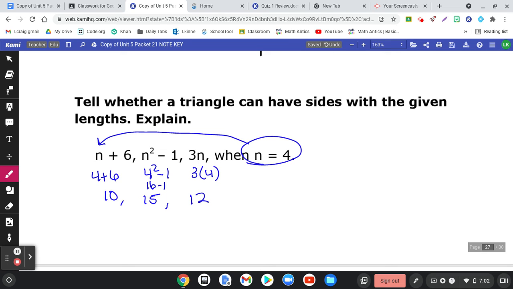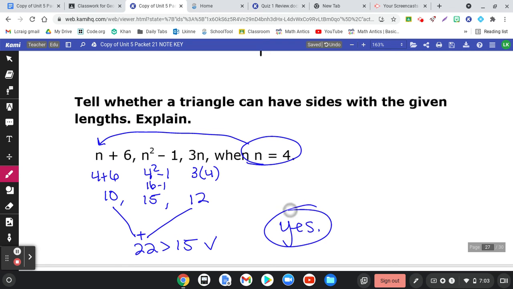So it wants to know if these 3 sides could be the sides of a triangle. Remember, the two smallest, 10 and 12, have to add up to be larger than the third. 10 plus 12 gives us 22. That is greater than 15. So yes, those could be the sides of a triangle. And when it says explain, this is what you did right here.